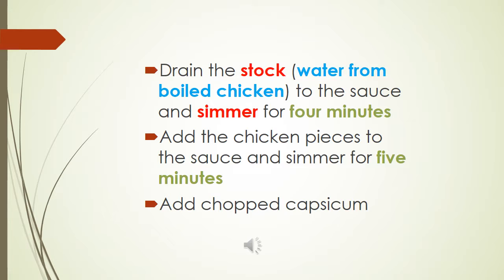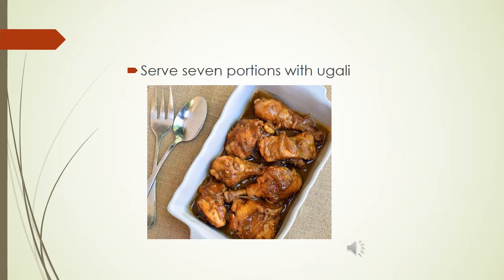simmer for 4 minutes. Add the chicken pieces to the sauce and simmer for 5 minutes. Add chopped capsicum. Next, your work as a master chef is done. Serve 7 portions of your chicken with ugali.